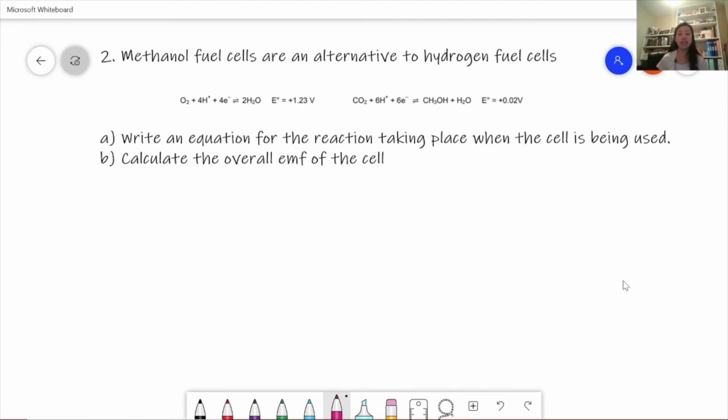Before we move on to question 2, feel free to click off the video and try it for yourself first. So it asks us about methanol fuel cells, and for A, it says write an equation for the reaction taking place when the cell is used.